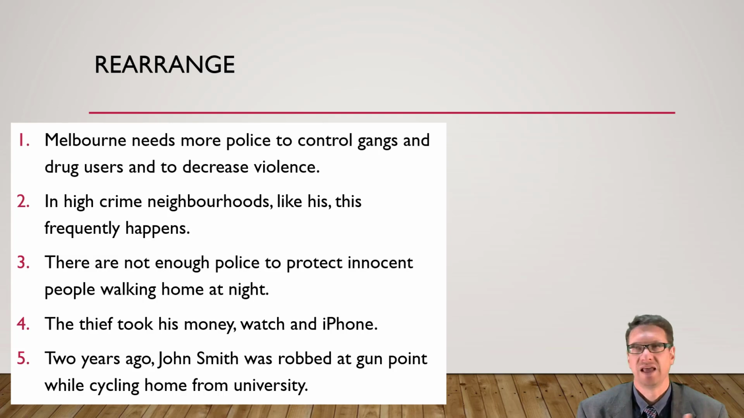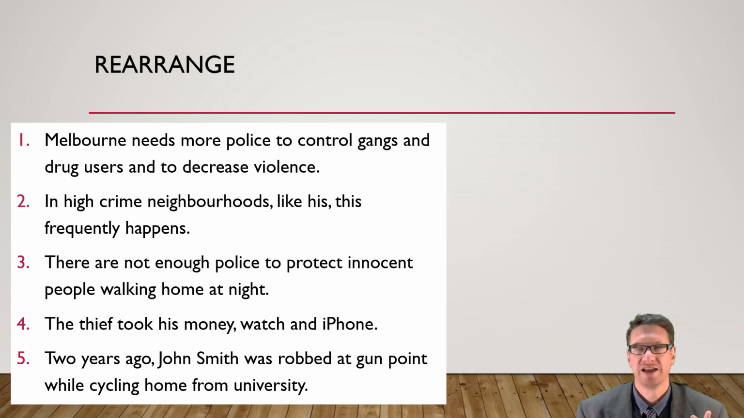Now clearly, and much more clearly than the previous example, these sentences are out of order. They don't really make sense in that order. In high-crime neighbourhoods like his, the second sentence, like his, we haven't introduced somebody. The like refers to something else. Linking is very important. Again in sentence 4, the thief took his money, watch and phone. Who is the his referring to? Well, you get that information in the last sentence. And the last sentence also gives you the history. And the history generally comes first.